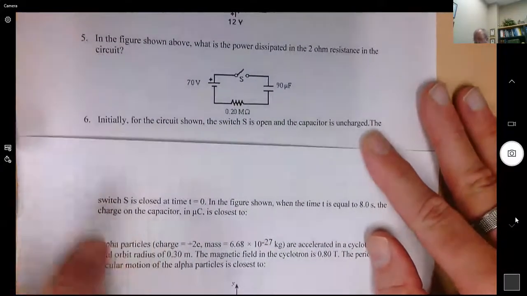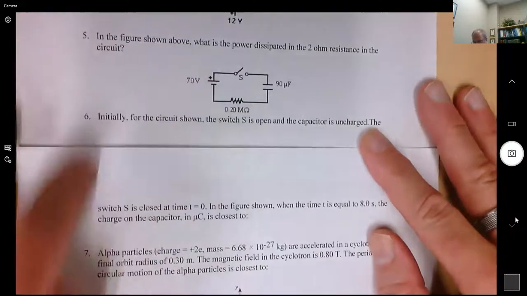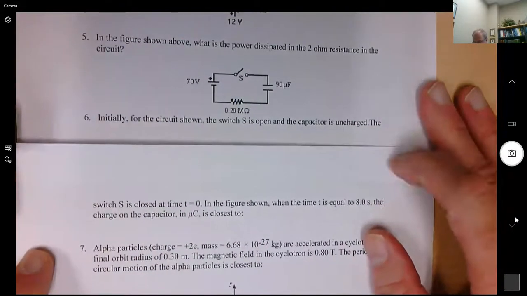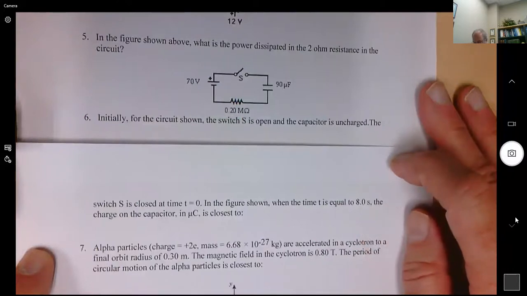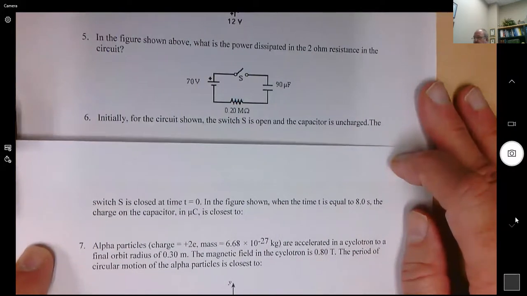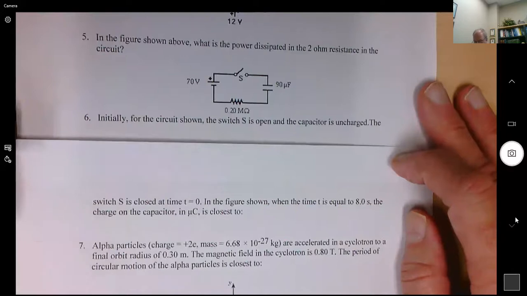So I have a circuit up here, and initially the switch is open and the capacitor is uncharged. So I close the switch at time t equals 0. And in the figure shown, I want to know what the charge is of the capacitor in microcoulombs after 8 seconds.